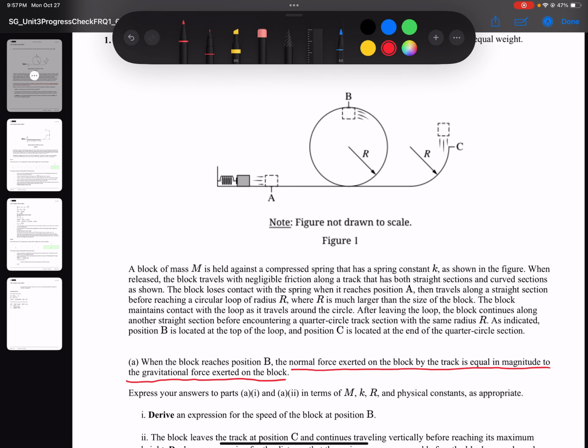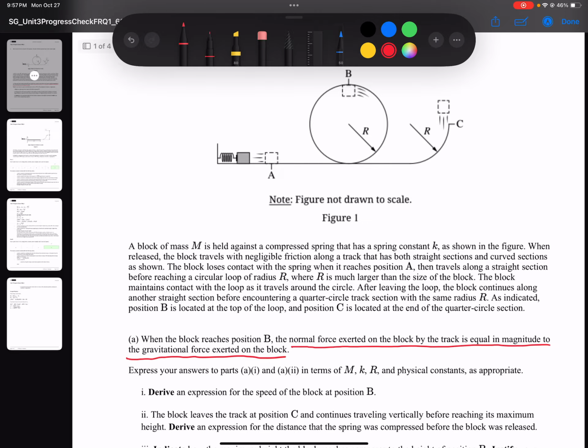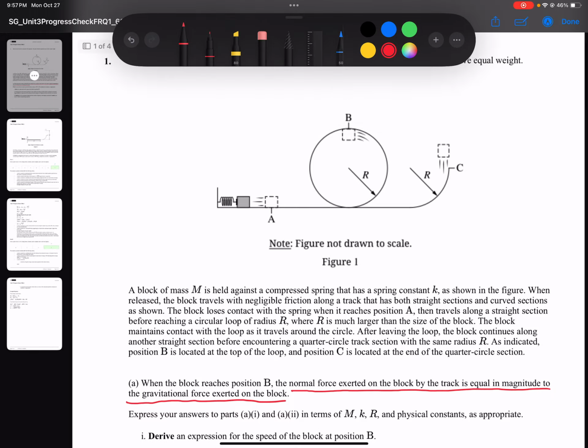So at position B, what you need to understand is that there has to be a centripetal force acting on the block, because it's going around in a circle. And since the normal force exerted on the block by the track is equal to the force of gravity, we can draw that as a free body diagram. So there's a normal force being exerted on the block, and there's a force of gravity, and these two forces are equal.